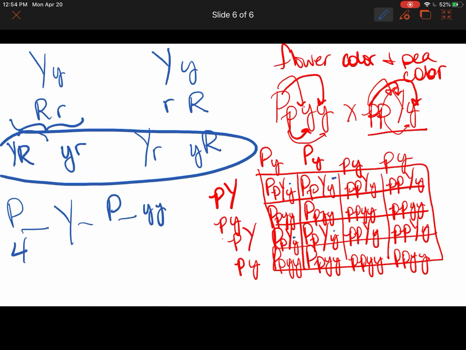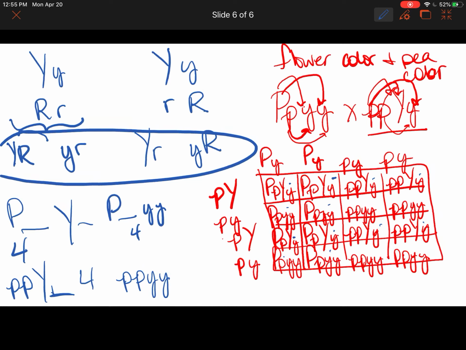How many are going to be purple and green? Purple and green, purple and green, purple and green, purple and green. All right. How many are going to be white and yellow? White and yellow, white and yellow, white and yellow, white and yellow.